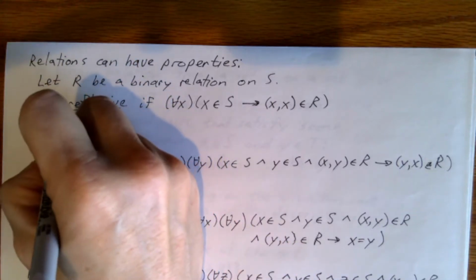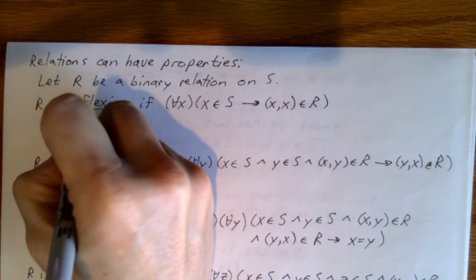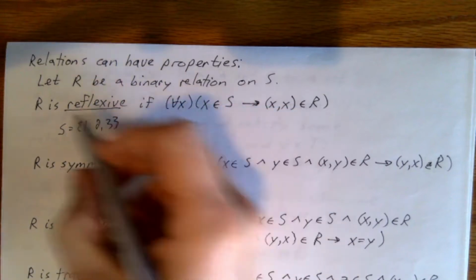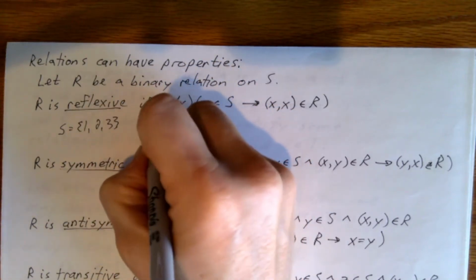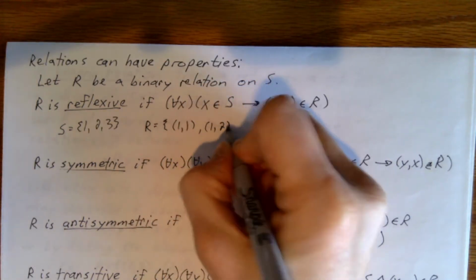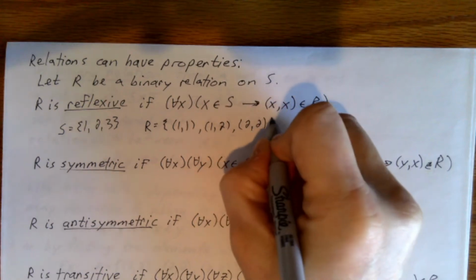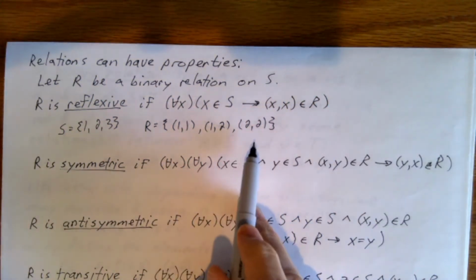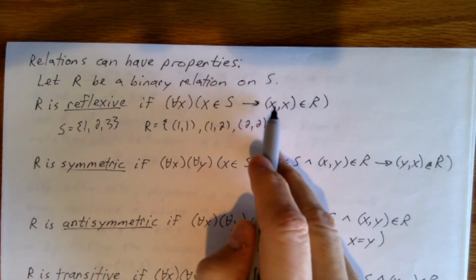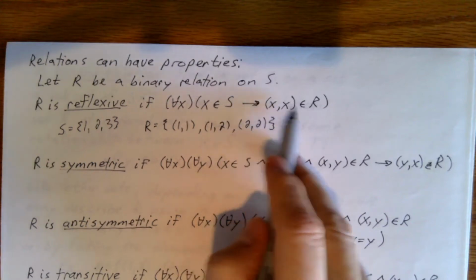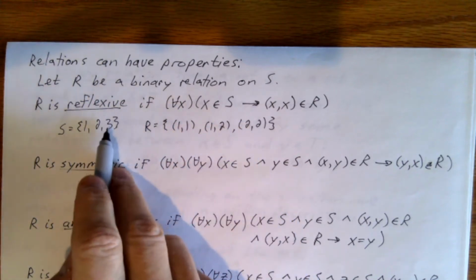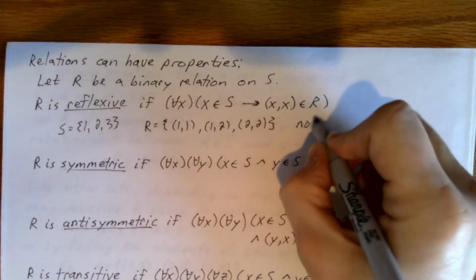So let's say, for example, we had S equal to {1, 2, 3}. And for whatever the relationship is, what it ended up producing was this set of ordered pairs. Is that reflexive? Well, no. This right here says that if x is in this set, and 1, 2, and 3 are in this set, then we have to have all the ordered pairs such that we have (x,x). Well, we have (1,1), we have (2,2), but we're missing (3,3). So this would be not reflexive.